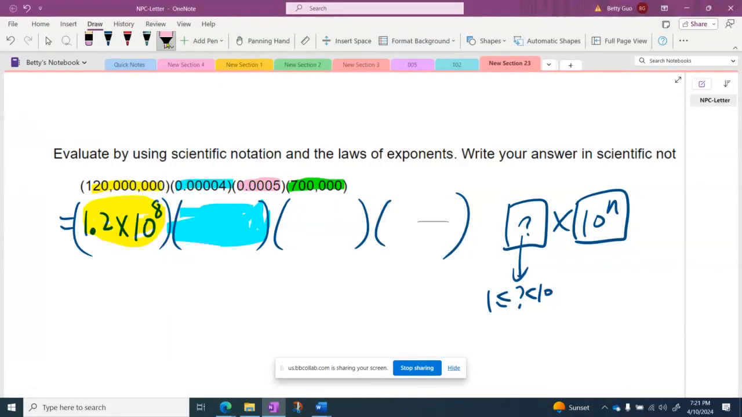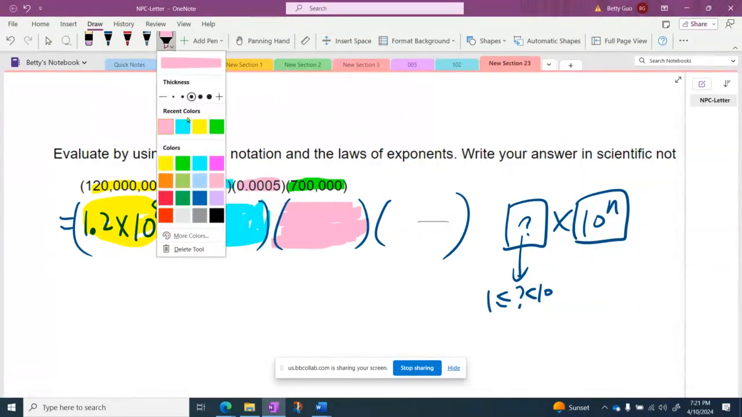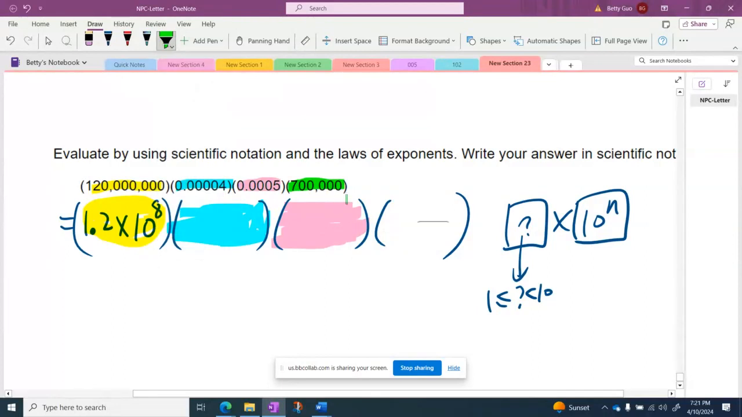Pink or purple. Purple is here. Green is here. You can play with it, make it look nice. Make the reasoning and your solution as clear as possible.